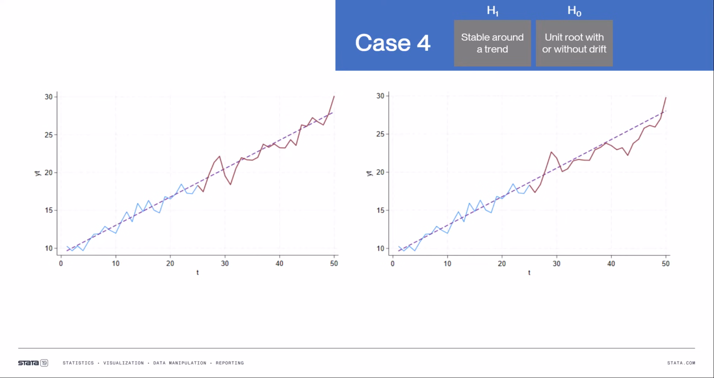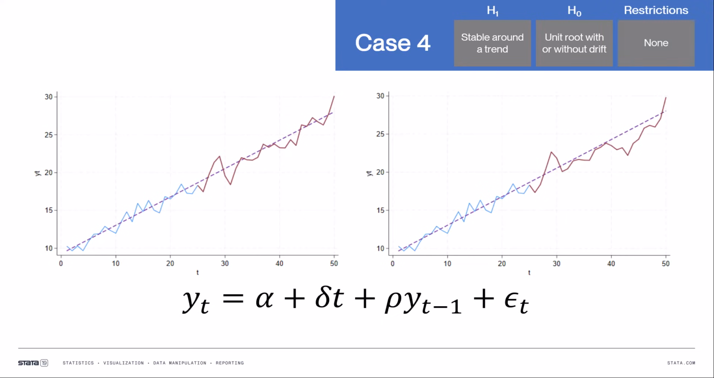To test that, we fit a model with both an intercept and a linear time trend, and again test whether the coefficient on the first lag of our series is equal to 1. Notice that in this case, the series under the null is difference stationary, and under the alternative, it is trend stationary, which is an important distinction in many applications.